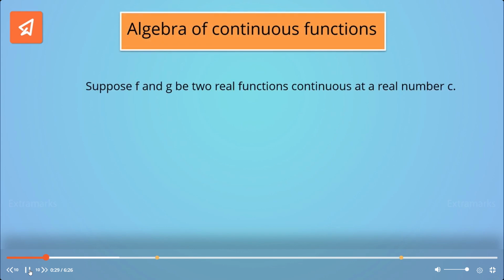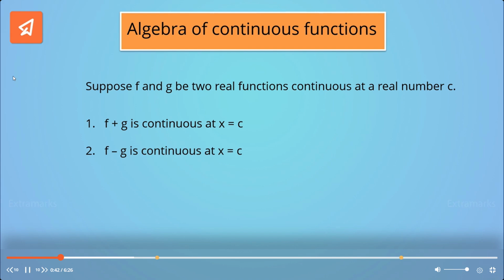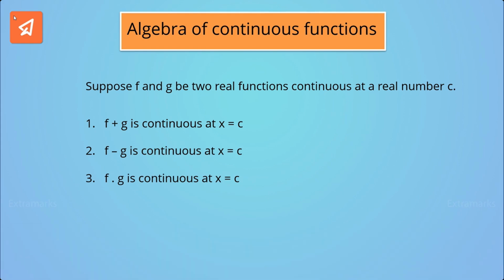Suppose f and g are two real functions continuous at a real number c. Then, first, f plus g is continuous at x equal to c. Second, f minus g is continuous at x equal to c. Third, f times g is continuous at x equal to c. And fourth, f upon g is continuous at x equal to c, provided g of c is not equal to 0. Let's prove these results one by one.